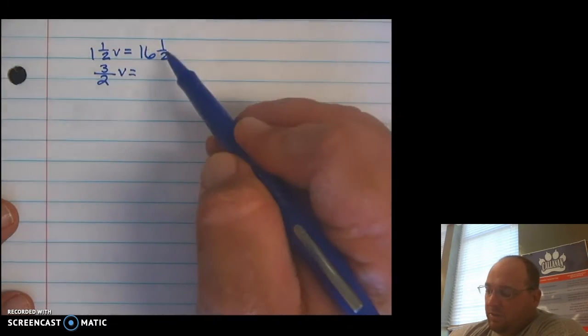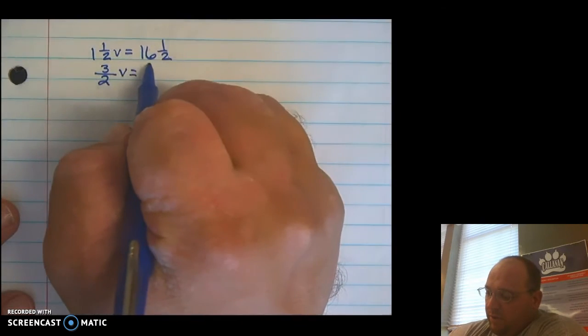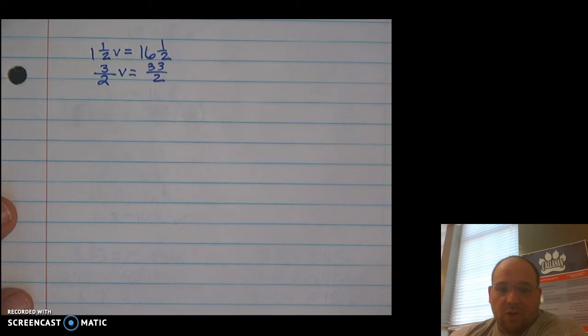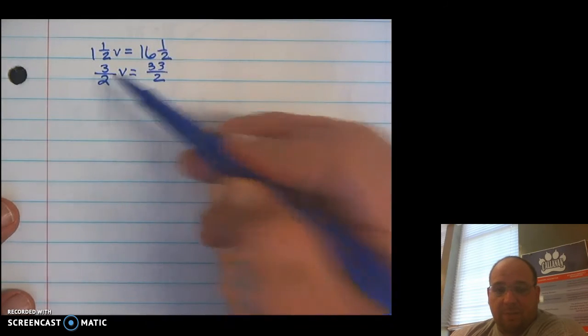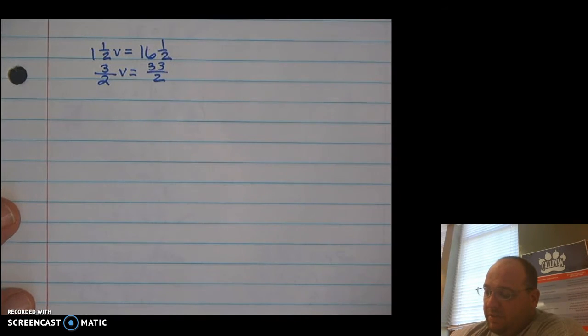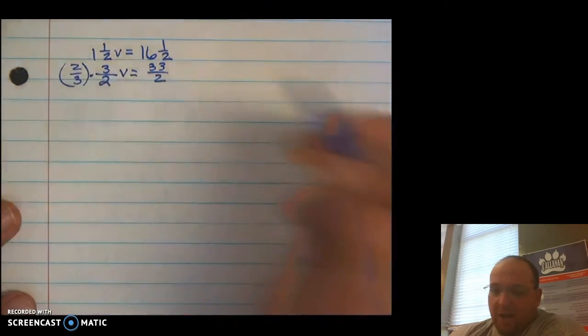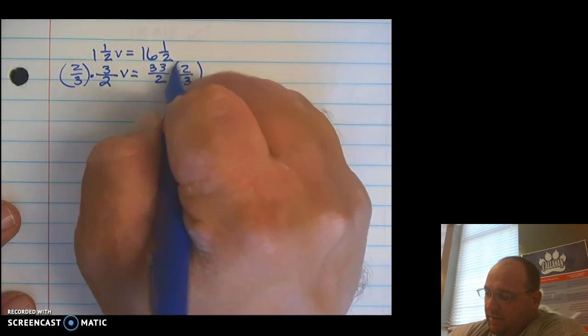16 times 2 is 32, plus the numerator of 1, which is 33. So now I have the equation 3 over 2 v equals 33 over 2. Just like before, because I have a fraction here, in this case an improper fraction, I'm going to multiply by the reciprocal. So I'm going to invert 3 over 2 into 2 over 3. And again, we're multiplying here. I'm also going to do the same thing to the other side because of balancing of my equation.